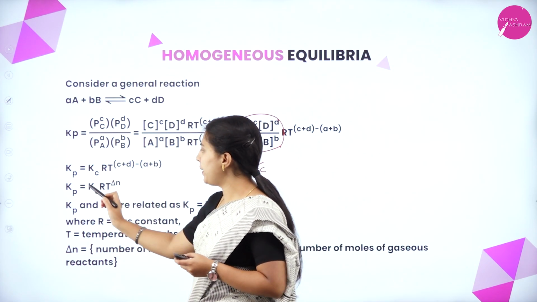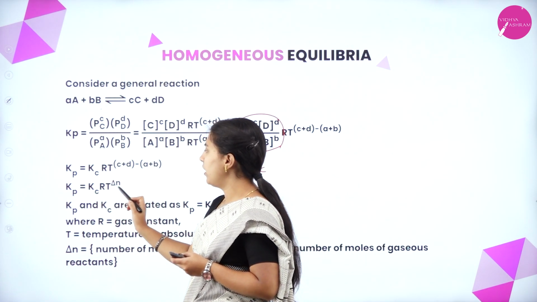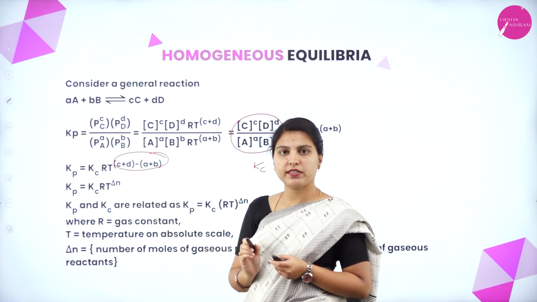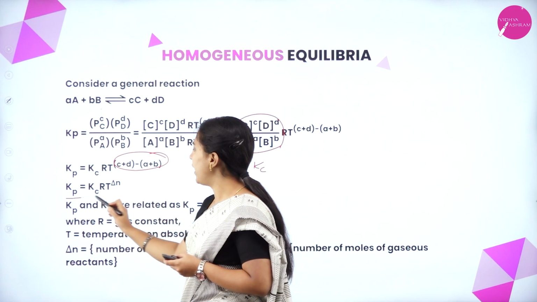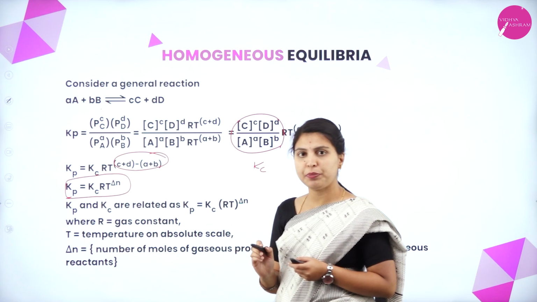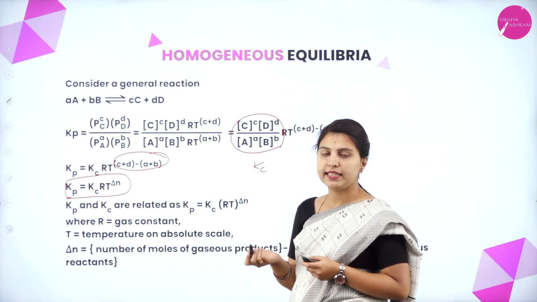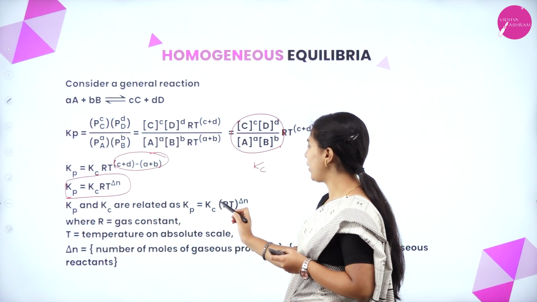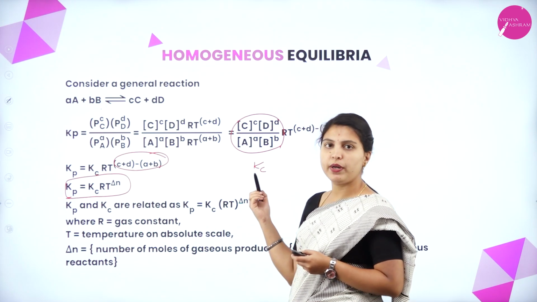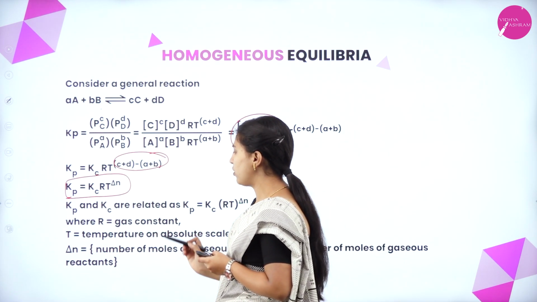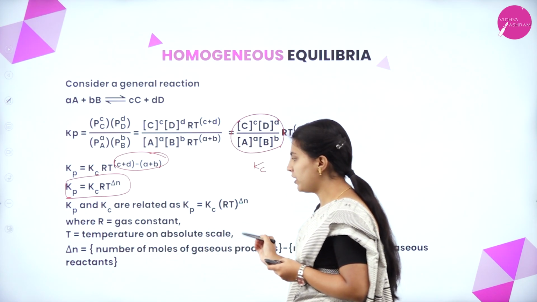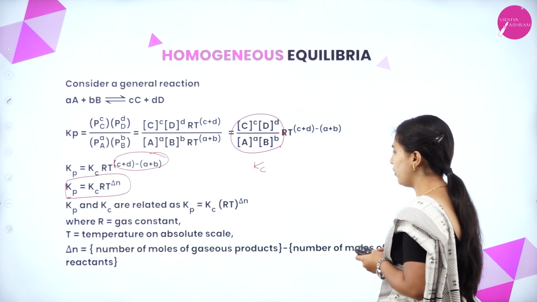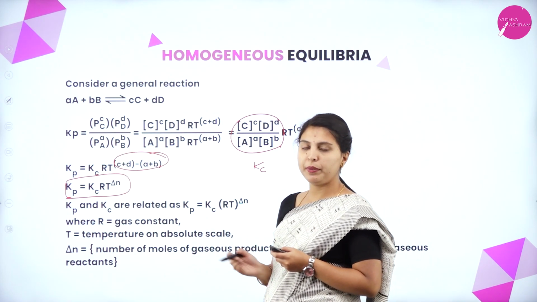So Kp equals Kc into RT to the power of the number of moles. These are all numbers of moles, right? So delta is the difference in number of moles. This is the expression which shows the relationship between Kp and Kc. Kp and Kc are related as Kp equals Kc into RT to the power delta n, where R is the gas constant, T is temperature on the absolute scale, and delta n is the number of moles of gaseous products minus the number of moles of gaseous reactants. How will it be calculated?